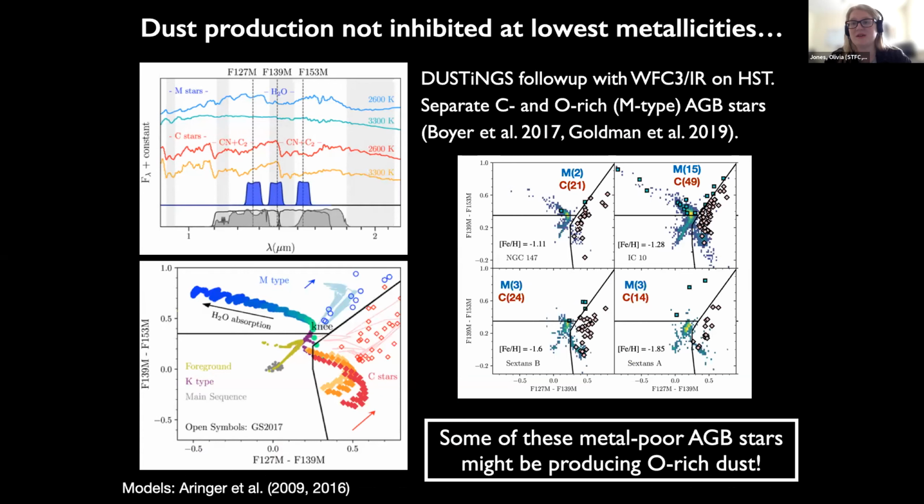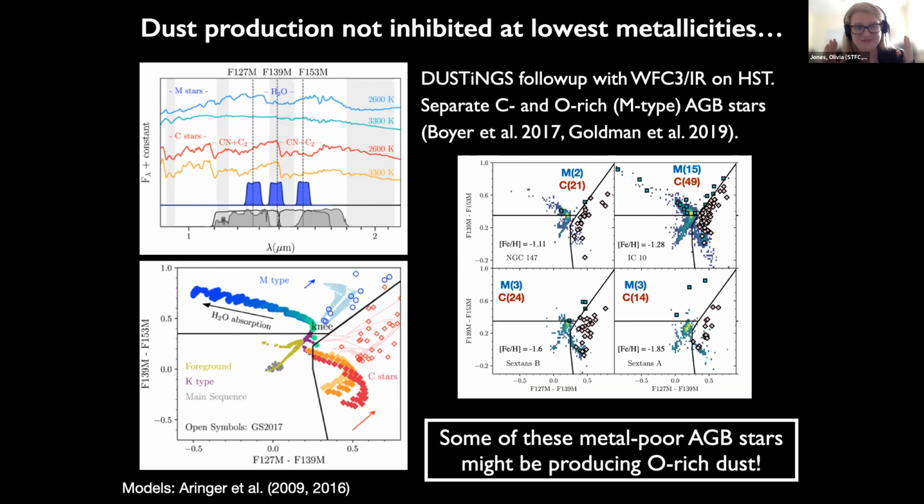So there was a very nice method developed by Martha using the Wide Field Camera 3 infrared filters with HST. And these filters are wonderful because they can very cleanly separate out carbon-rich AGB stars from oxygen-rich AGB stars. And the way this works is using particularly the F139M medium filter, as you can see in the top left-hand plot, which nicely traces the water feature in the spectra. So by using that H2O absorption, you can see this very nice long trail of M-type stars and their evolution.